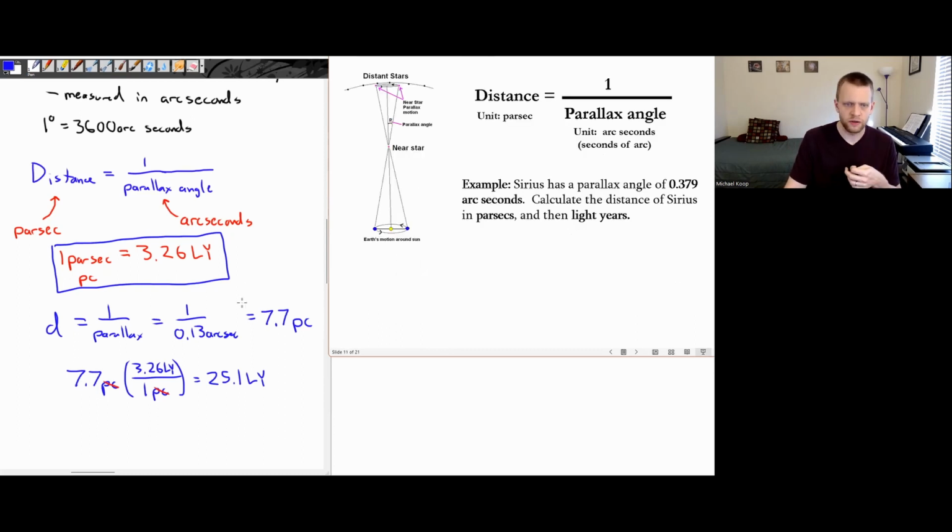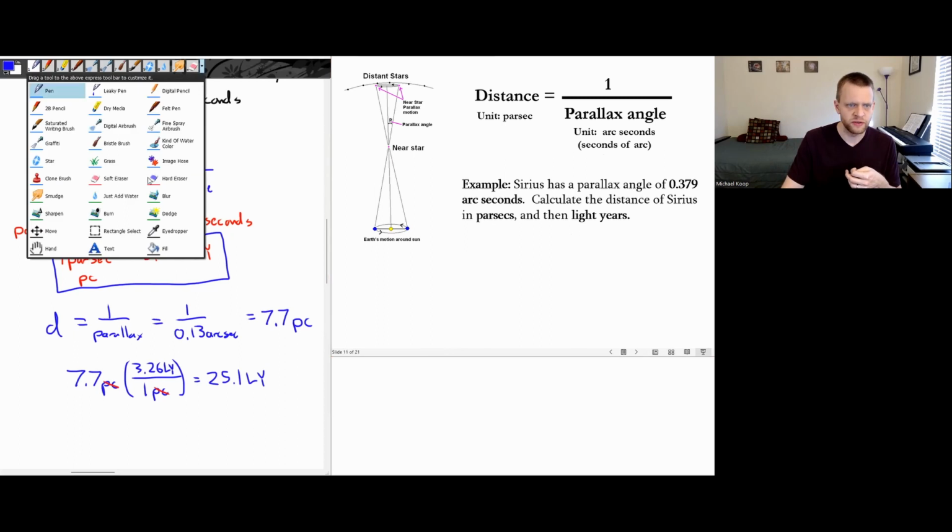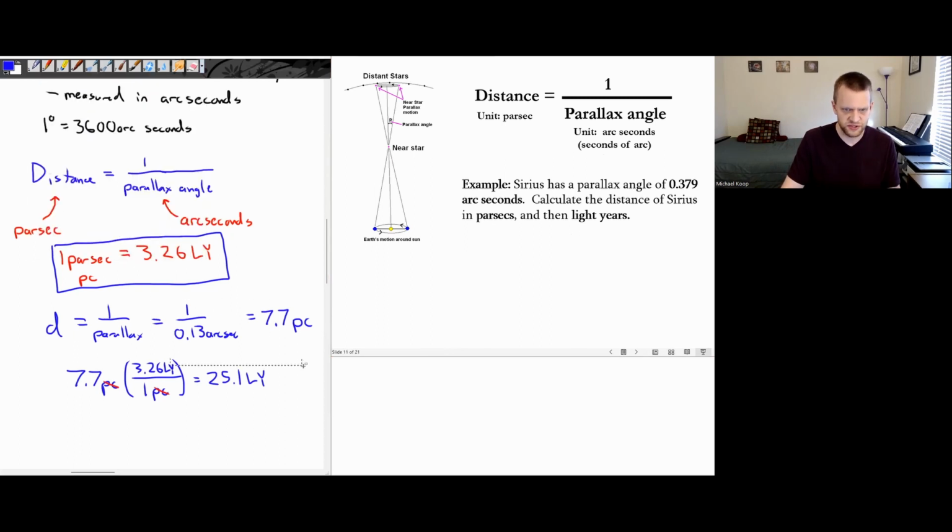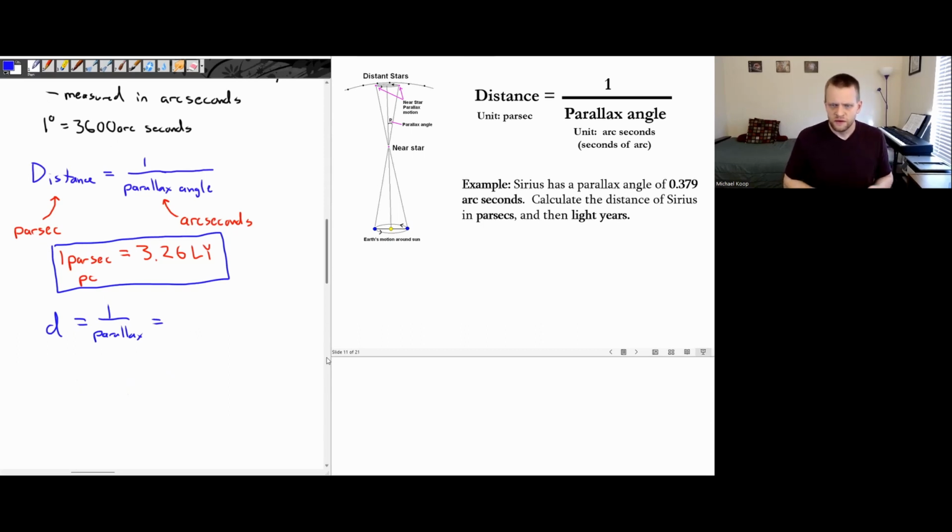Let's do a couple more calculation examples. I'm going to erase a little bit of this stuff and make some room. Let's try this one. Sirius has a parallax angle of 0.379 arc seconds. Calculate the distance to Sirius in parsecs and then in light years. Once again, try pausing the video and try this for yourself before I go over the solution.